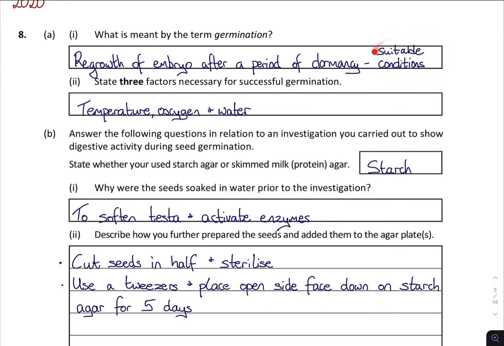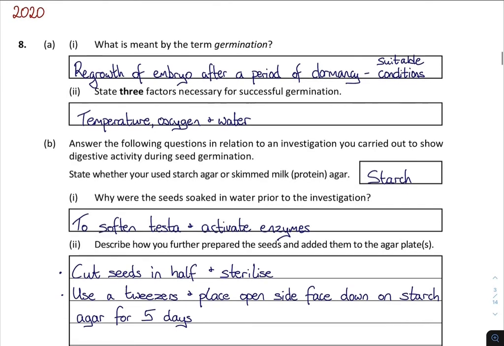The mark schemes haven't been released yet, although I think they are going to be released very, very soon for the 2020 ones. So I wasn't sure if suitable conditions was necessary or not, but I put it in. So the regrowth of an embryo after a period of dormancy, providing that there are suitable conditions. Suitable conditions being temperature being okay, and there being enough oxygen and so forth. Say 3 factors necessary for germination: temperature, oxygen, water.